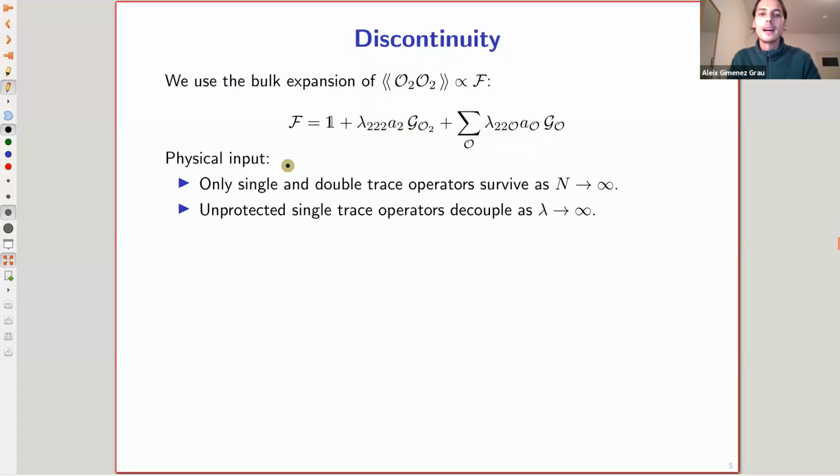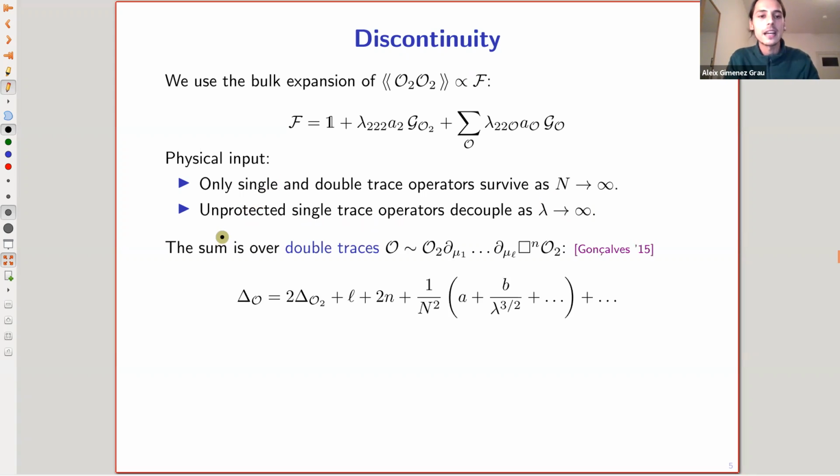Now, the thing that is going to allow us to succeed is that we are using some simplifying assumptions. So first of all, we are working in the planar limit. And in the planar limit, only single and double trace operators can appear in this OPE, because otherwise multi-trace operators would be suppressed in this large N limit. The other simplifying assumption is that we are working in the strong coupling regime. And in this regime, unprotected single trace operators, for instance the Konishi, would acquire very large anomalous dimensions, so they decouple from the spectrum.